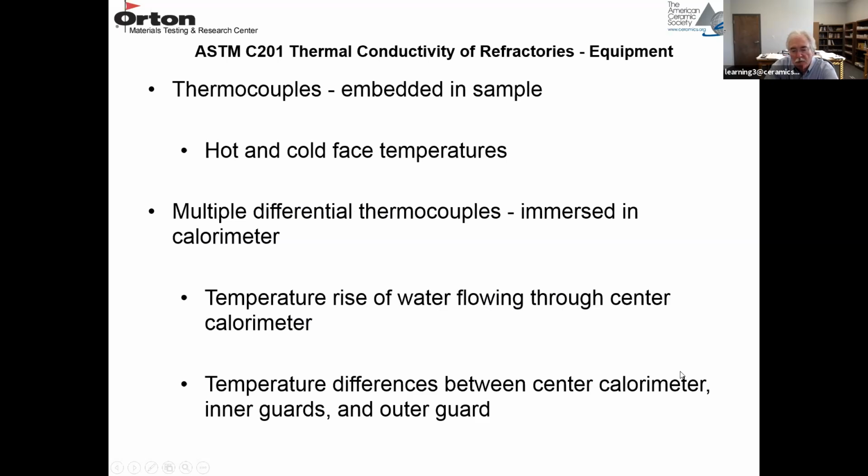So for the temperature difference between the center calorimeter, inner guard, and outer guards, you minimize the difference between these 4 calorimeters. You have the water flows balanced so that you have a uniform heat flow across the whole section, which is 18 by 13.5 inches. So you use the inner guard, the outer guard, and the outermost guard to balance the heat flow to make it uniform, and then you make your measurement on the center calorimeter.